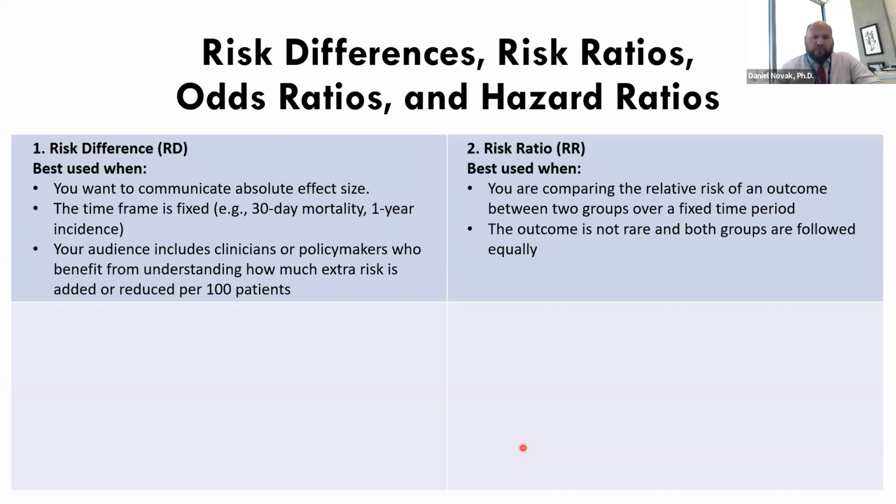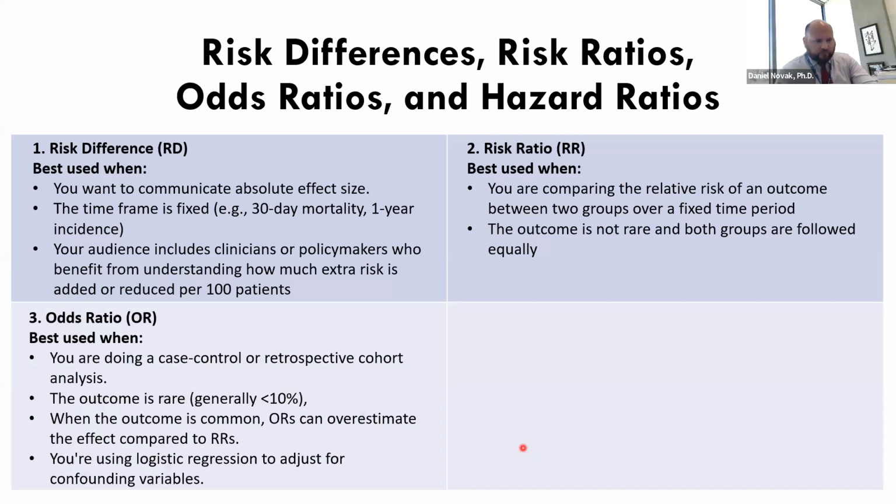Risk ratios are great when you're comparing the relative risk of an outcome between two groups over that fixed period. So it relates them into a nice, easy number where 1 is equal risk between the two groups. Less than 1 means one group has less risk than the other, and more than 1 means one group has more risk than the other. So that's really easy to know. And it's a very low inference number, but it's not as absolute an effect size as risk difference.